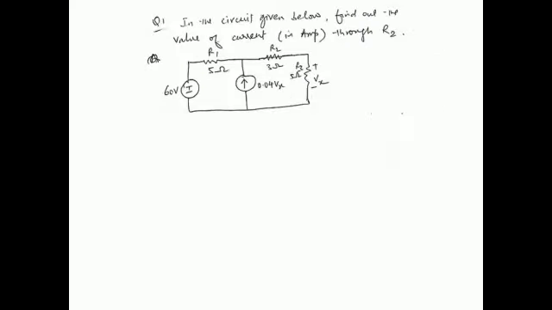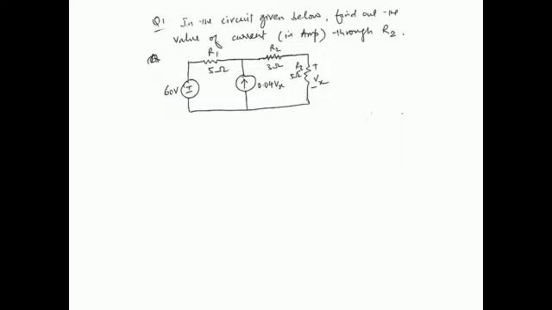We will now do one numerical based on the nodal voltage method. In the given circuit below, as shown on your screen, find out the value of current in amperes through the resistance R2.